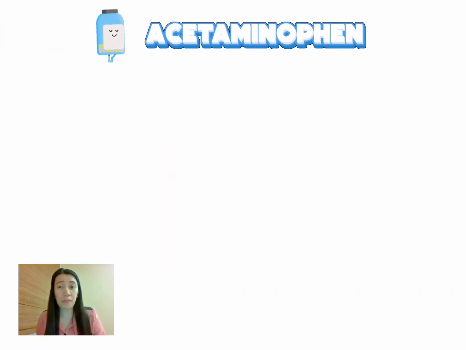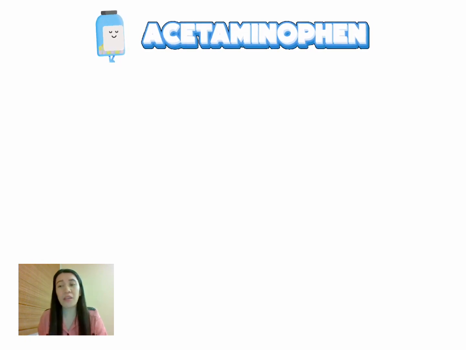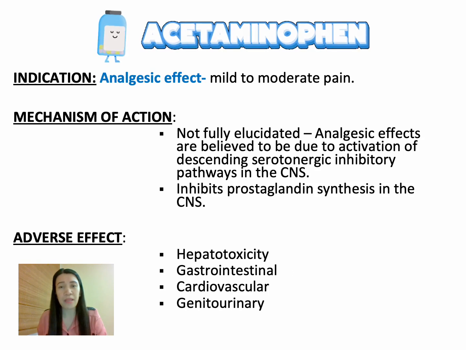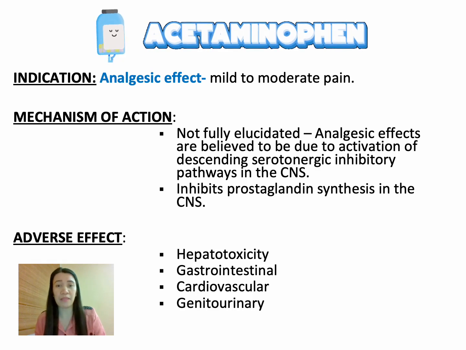Acetaminophen is also called paracetamol. And why is this so? It is because of its chemical name, para-acetylaminophenol. Some countries like the UK use the drug name paracetamol. In some countries like the USA, they use the drug name acetaminophen. Acetaminophen is an analgesic and antipyretic drug. Its indications include mild to moderate pain management, and it's relatively safe compared to NSAIDs.